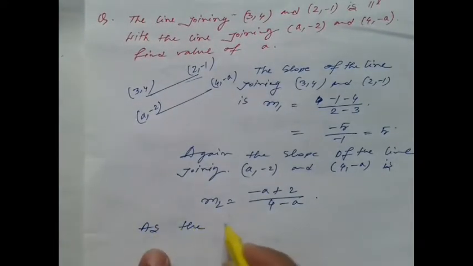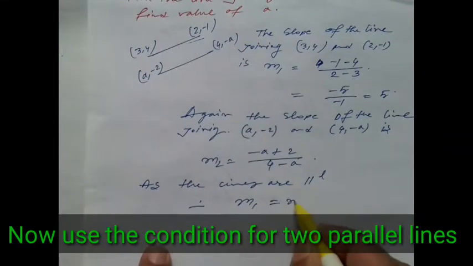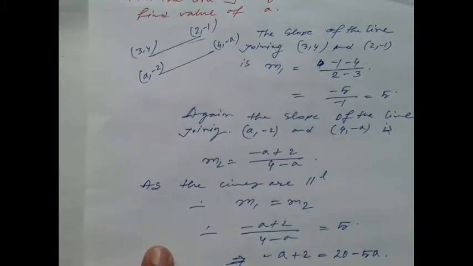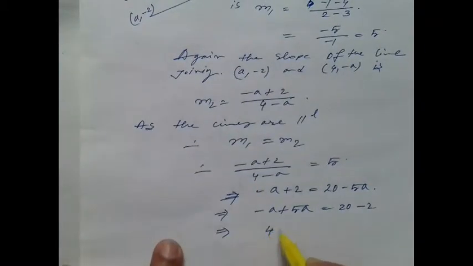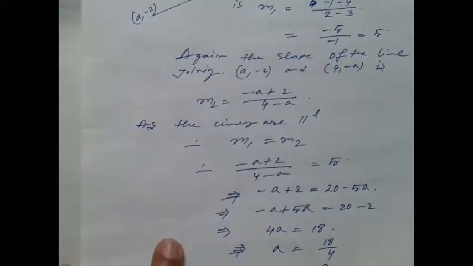As the lines are parallel, what is the condition? That m1 equals m2, therefore (minus a plus 2) by (4 minus a) equals 5, therefore minus a plus 2 equals 20 minus 5a, implying minus 5a will come to this side, implying 4a equals 18, implying a equals 18 by 4, therefore a equals 9 by 2.